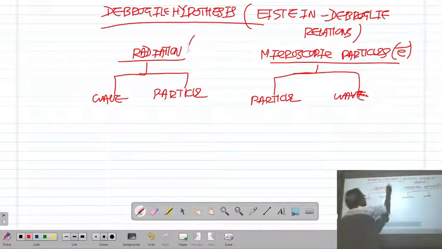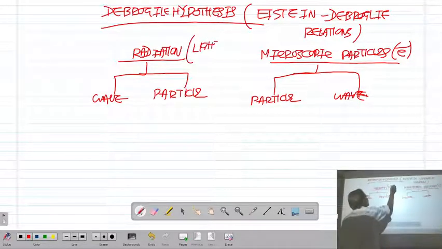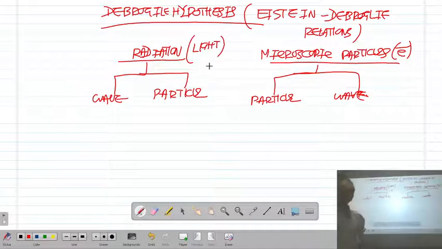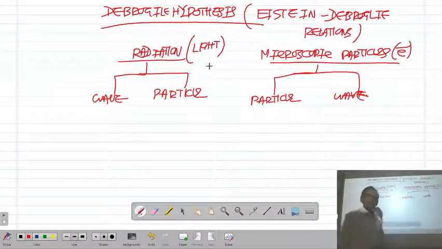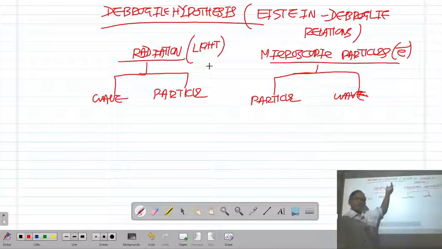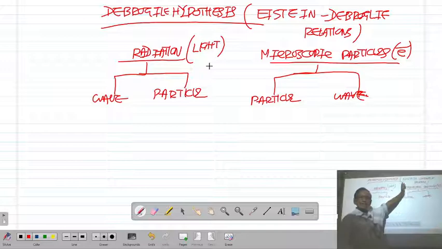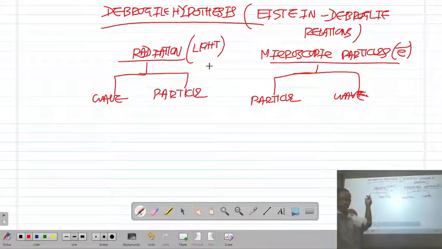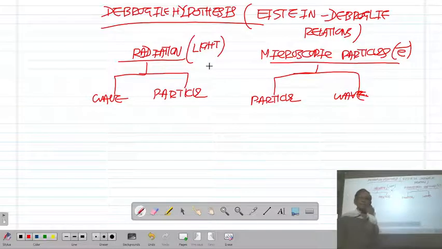The radiation, generally you consider light as a radiation, but it is not only that. X-ray is a radiation, ultraviolet is a radiation, microwave is a radiation, infrared is a radiation. So X-ray, gamma rays, infrared, ultraviolet, visible light, they all are called radiation. So in some experiments, the radiation behaves as a wave. In some other experiments, radiation behaves as a particle.